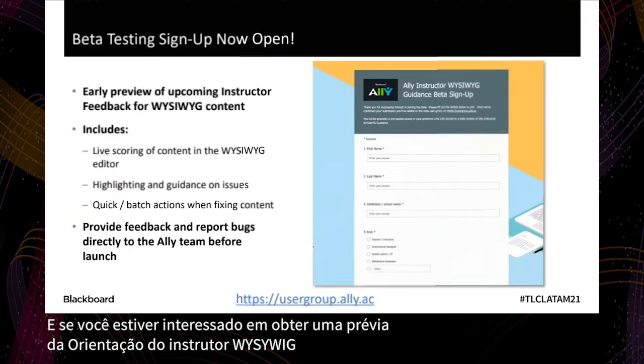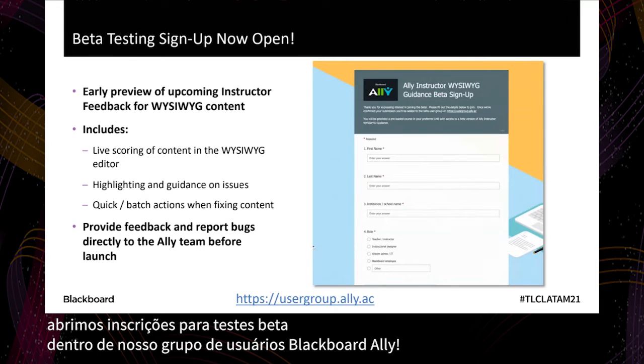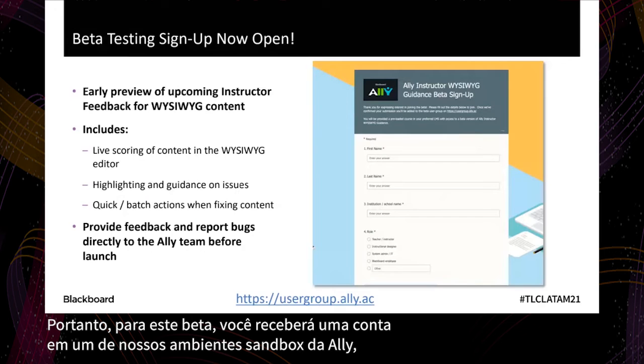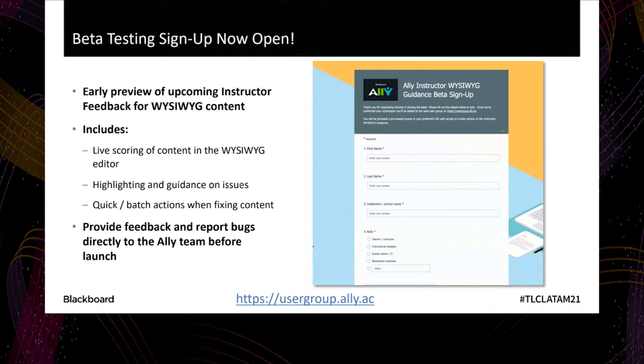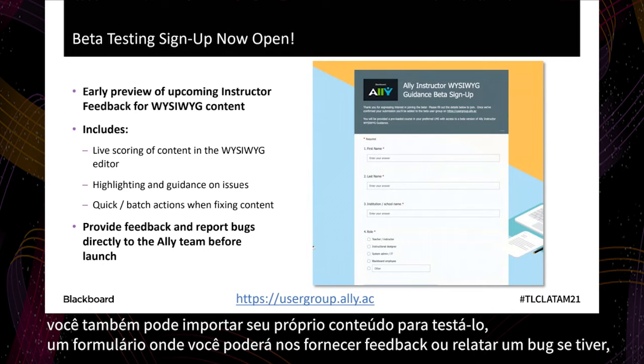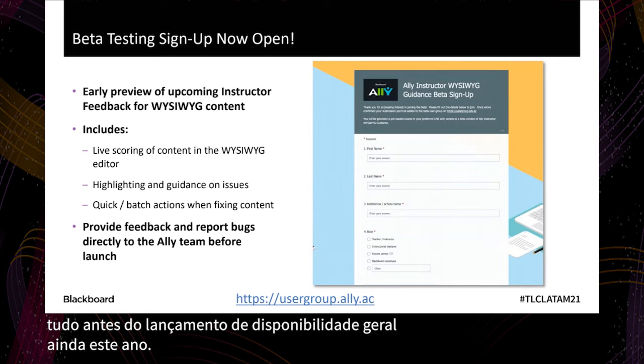And if you're interested in getting a preview of instructor WYSIWYG guidance, we've opened up signups for beta testing inside of our Blackboard Ally user group. For this beta, you'll be provided an account on one of our Ally sandbox environments. You'll get access to a course that's preloaded with some content. You can also import your own content to test it out. And from there, you'll be able to provide us feedback or report a bug if you find it, all ahead of the general availability launch later this year.